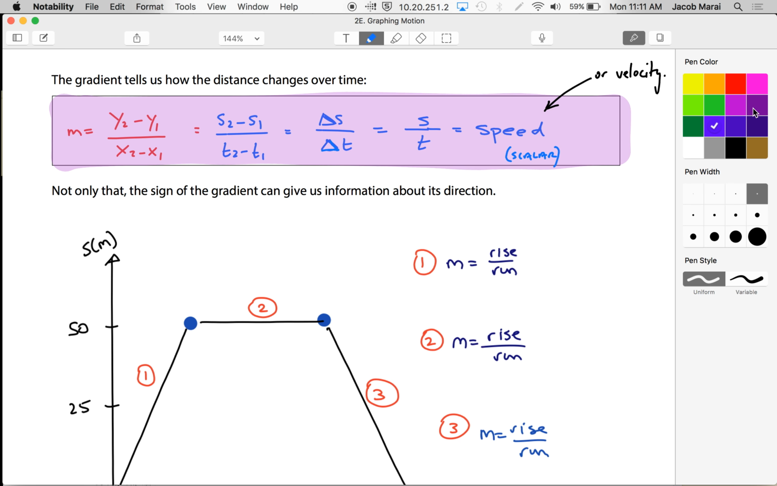So if I said that the object's traveling 5 meters per second, that's its speed. That's speed, scalar. But if I said that a car is traveling 5 meters per second north, that's velocity. All right. So now we can add direction. We can get direction off a graph.